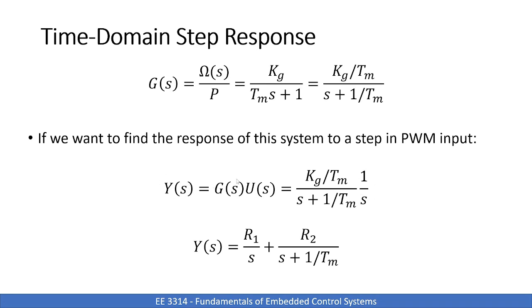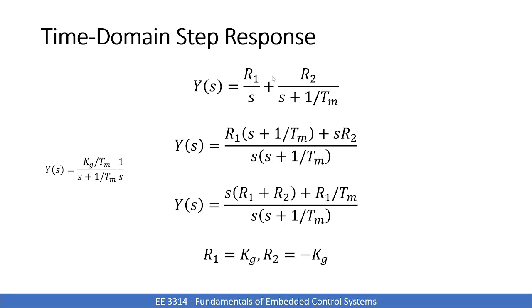Okay, so y is equal to g times u. U is our step function. So then we get y of s is equal to that combined transfer function. And then we can do partial fraction expansion to find these coefficients r1 and r2 before we take the inverse Laplace. If we do that, we can do a little bit of algebra. And we basically have where the coefficient of s in the numerator is r1 plus r2. You can see in the numerator there is no coefficient of s, so r1 will be negative r2.